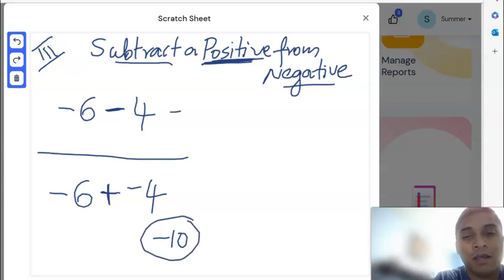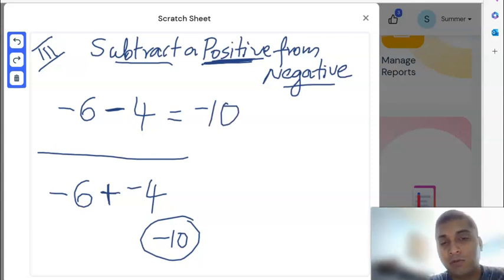Therefore the answer for this one is also -10. That's what we are going to do in this section: subtract a positive from a negative, where you add the opposite. Basically both of them turn into negatives, and then we get the answer as -10. There are two applications, and I just wanted to deal with those a little bit also.